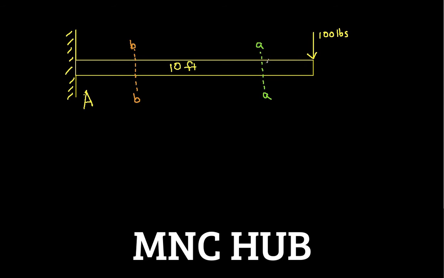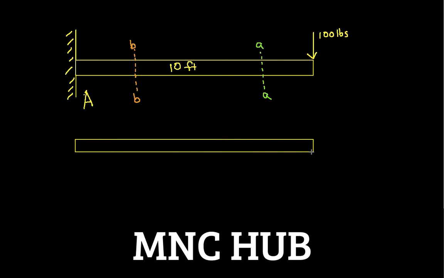But in order to do that, we need to know the reaction forces and the couple at A. So the first thing we'll do is a free body diagram of the entire beam. And with this free body diagram, then we will find the reaction forces. Okay, so our reaction force, we can have a vertical component, a horizontal component, and a moment.